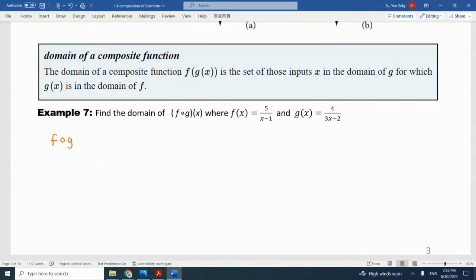Okay, let's figure out the composite function. So f composite g is f of g of x, and you evaluate from the inside to the outside. Right, everybody? So let's see. What is g of x?